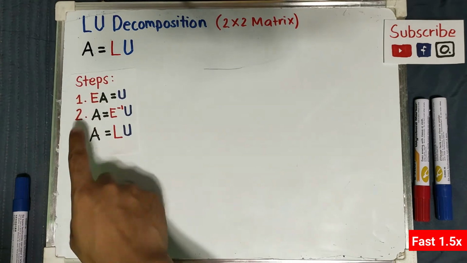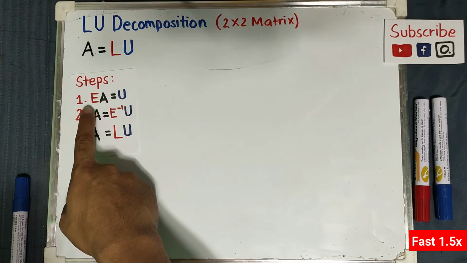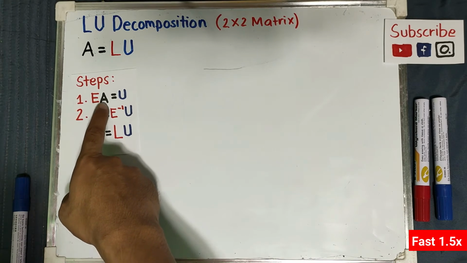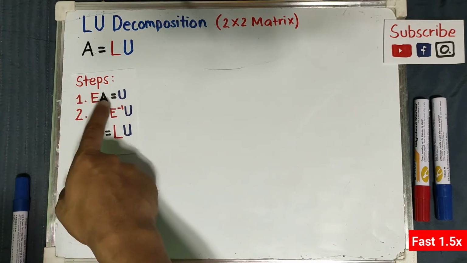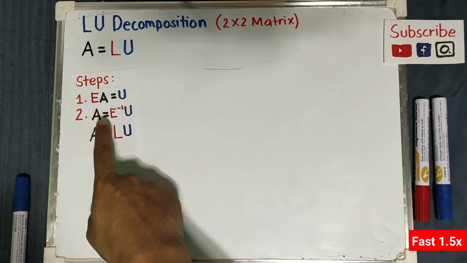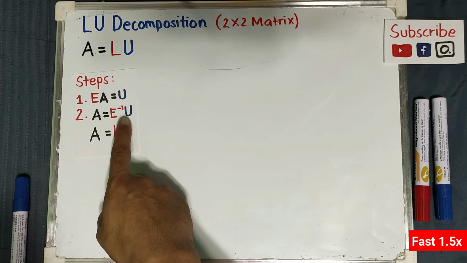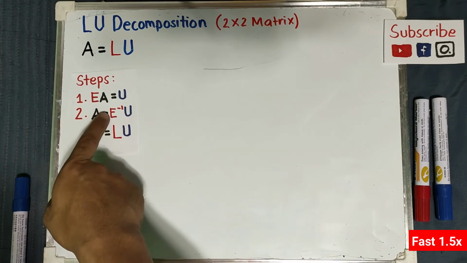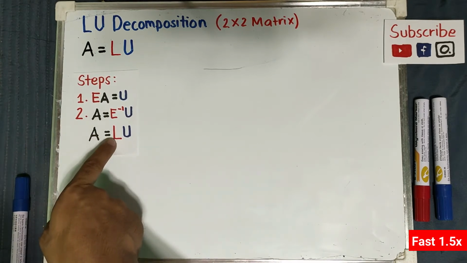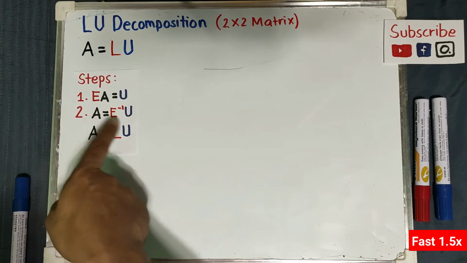These are the steps. Step number one is we will write it this way. The elementary matrix times our given matrix equals U, or the upper triangular matrix. So we will write our matrix this way, okay? Step number two is matrix A equals the inverse of the elementary matrix times the upper triangular matrix. And remember that the inverse of the elementary matrix is our L, or our lower triangular matrix. So they are the same, okay?